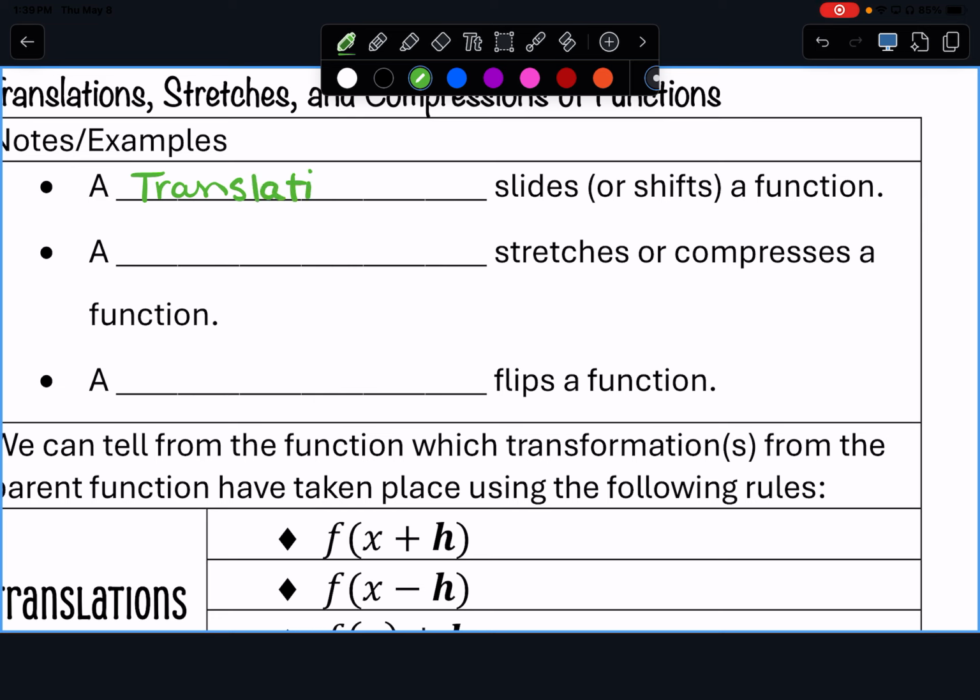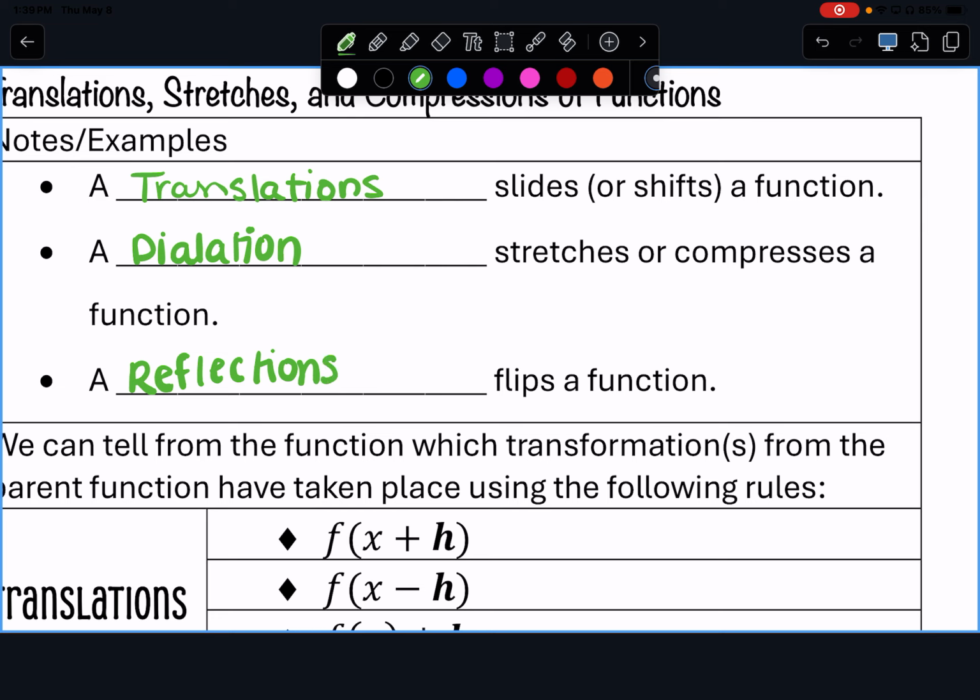A translation slides or shifts the function. So if it moves left, right, or up and down, it's a translation. It is a dilation if it gets compressed or stretched. And what's it called if it flips the function? Reflection. So we're just recapping those words.